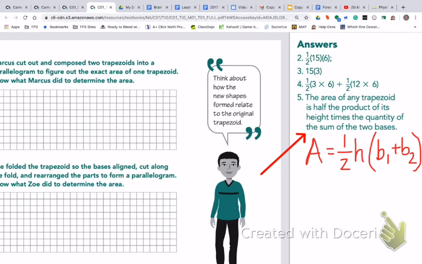This will conclude today's lesson on area of triangles, quadrilaterals, and trapezoids. Please let your teacher know if you have any questions. Thanks.